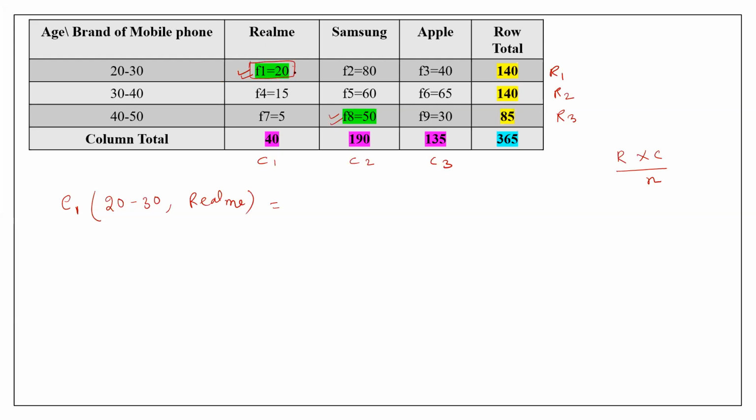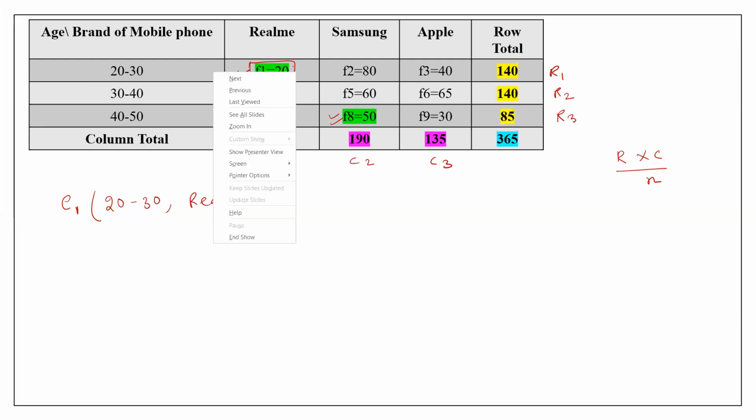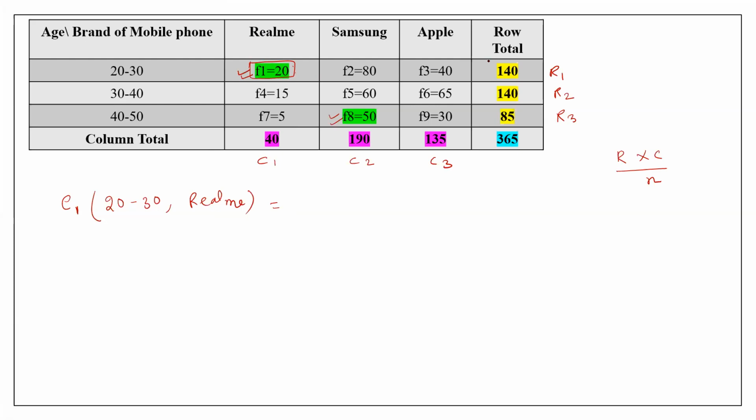So you have to take the row total first. What is the row total? One second. Okay, the row total is 140. So that will be 140 multiplied by the corresponding column total, which is 40, and the whole divided by the total number of samples we have taken, which is 365. We have asked 365 people. When you do that, you will get your expected value.